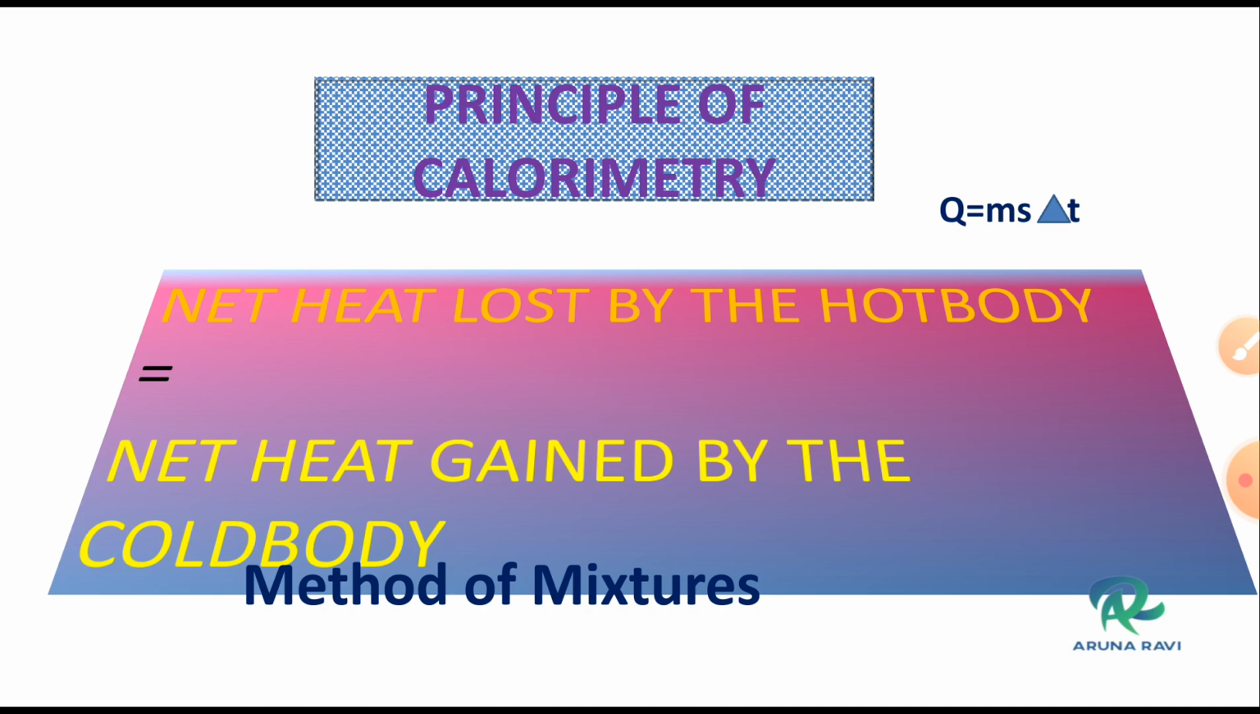Q, the amount of heat energy absorbed by a substance or lost by a substance, we can calculate using this formula Q = m s ΔT. The net heat gained by the cold body or the net heat lost by the hot body, we can calculate using the formula Q = m s ΔT.